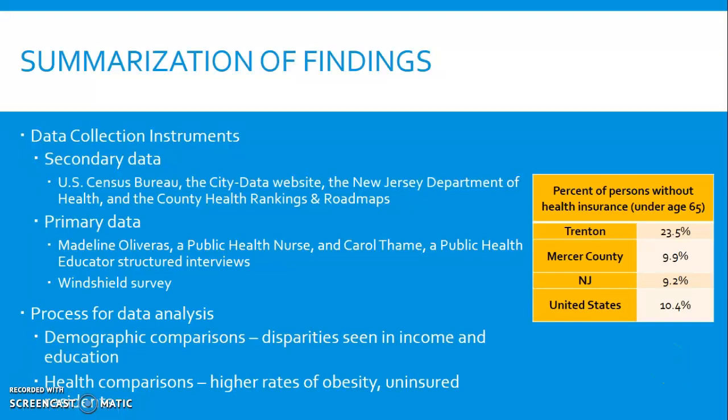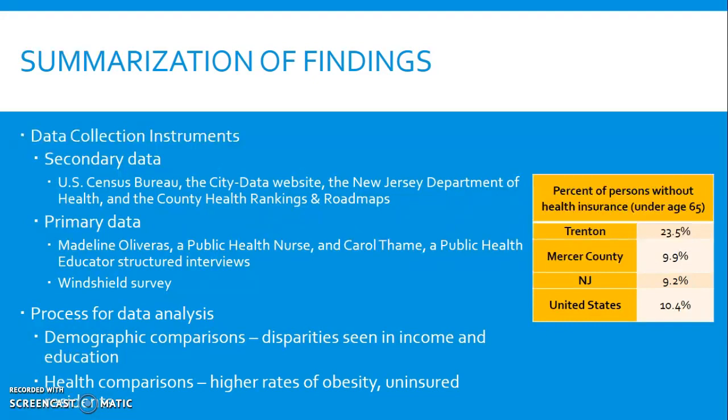Now that the priority health issue has been identified, it is important to summarize the results of the community needs assessment. This is done by reviewing the methodology. Firstly, this involves the data collection instruments, which in this case encompassed both secondary and primary data.